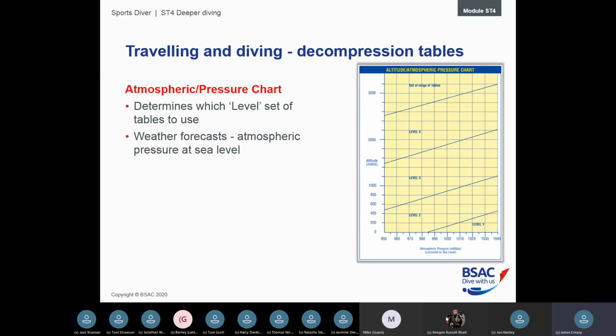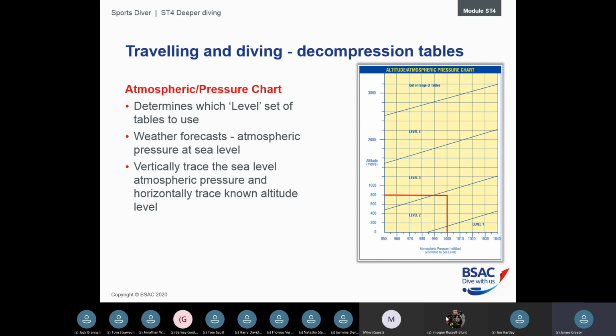Obviously, storms and weather will change the air pressure, so you have a cold front, which is, I think, low pressure, and high pressure. That will change the pressure even though you haven't changed your altitude. So by being able to measure the atmospheric pressure, which is on the bottom, that will also play a part in what level table to use. You need to bear that in mind when you're diving at altitude.